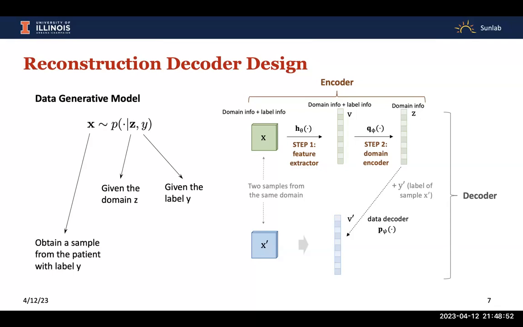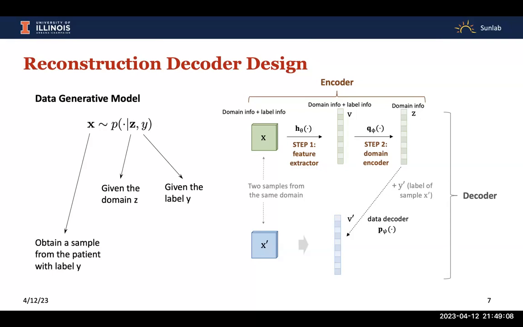We make this happen by inputting two samples to the neural network, X and X prime. These two samples are from the same domain, which is from the same patient. So they have the same domain information, right? These two samples contain the same domain information, and they can potentially contain different label information.